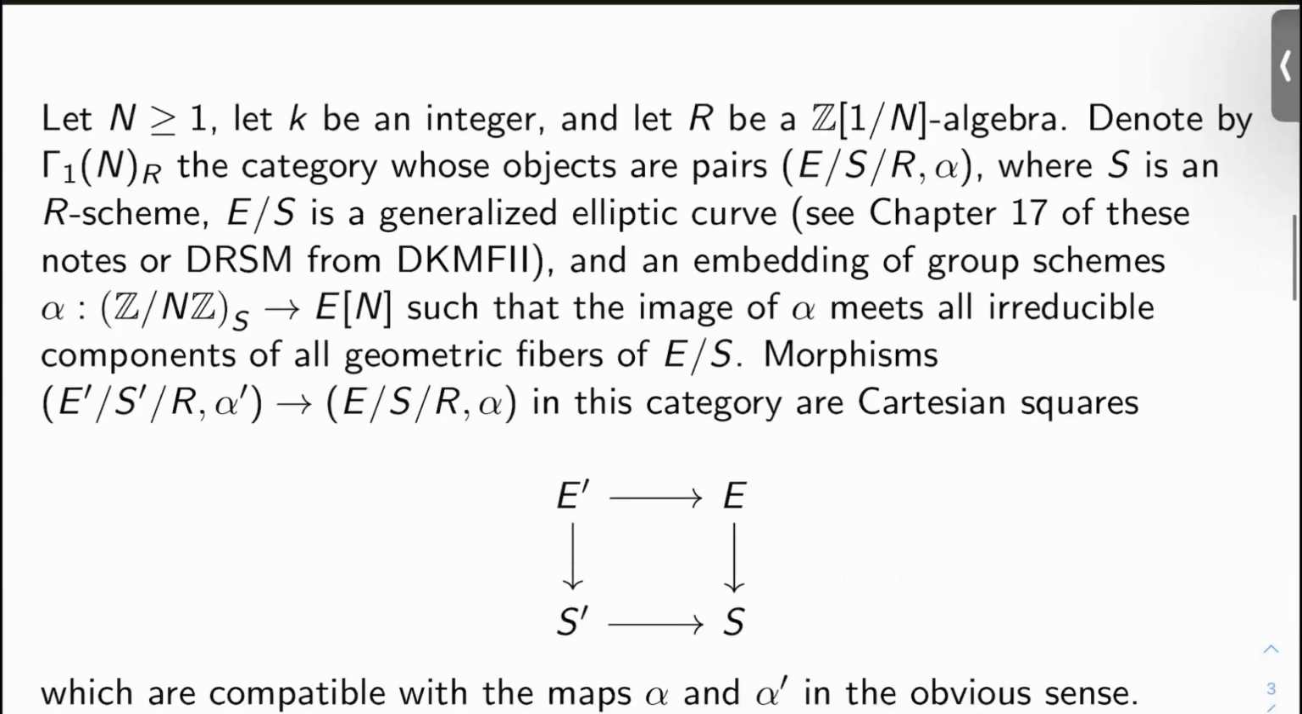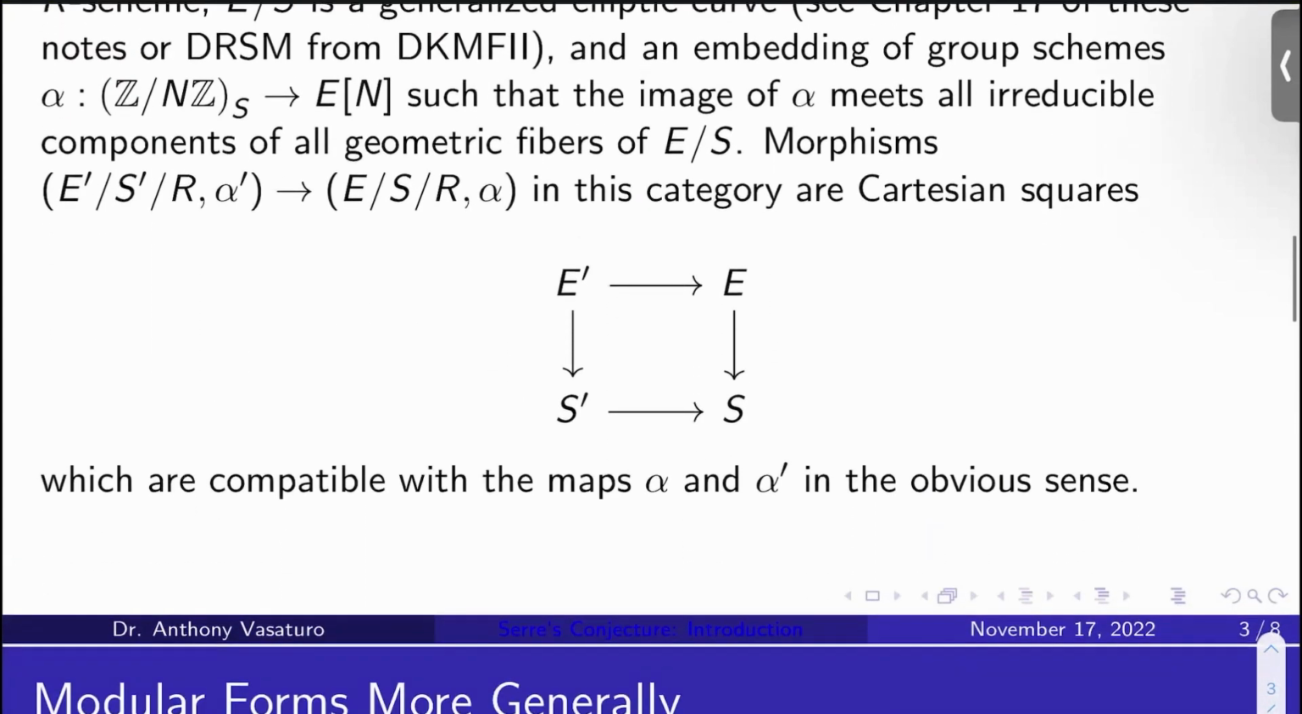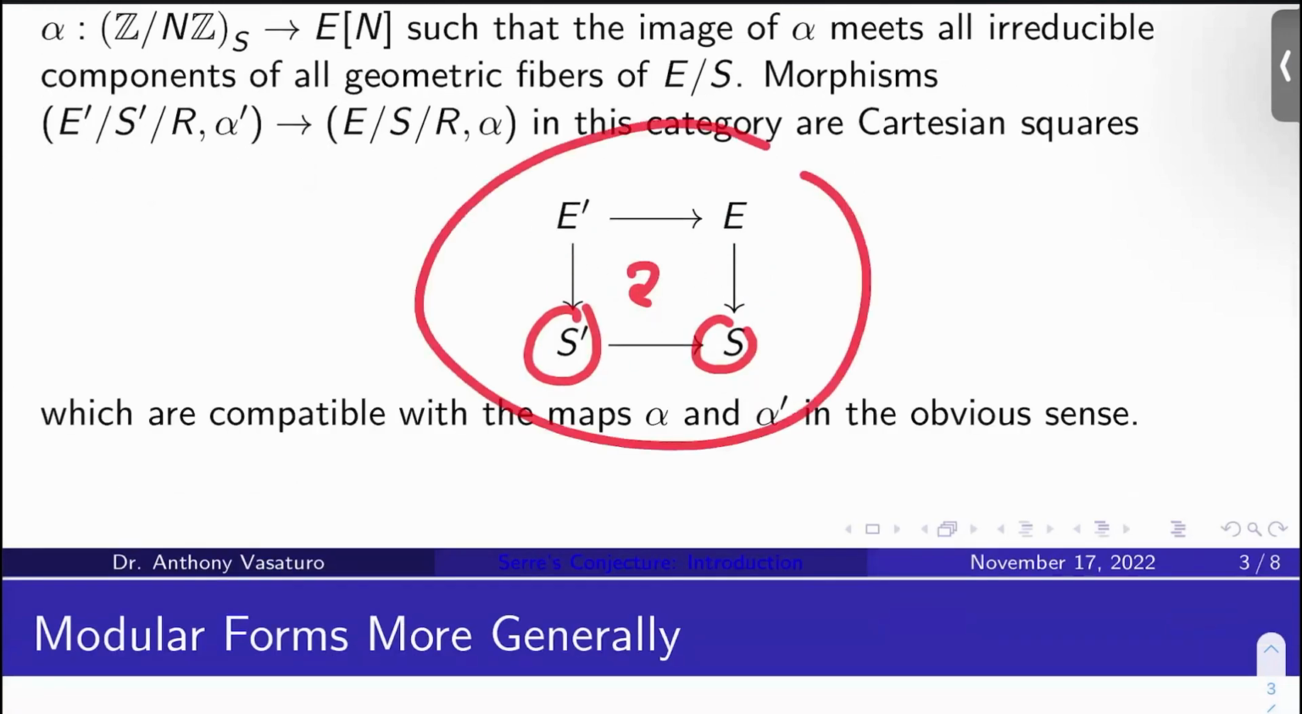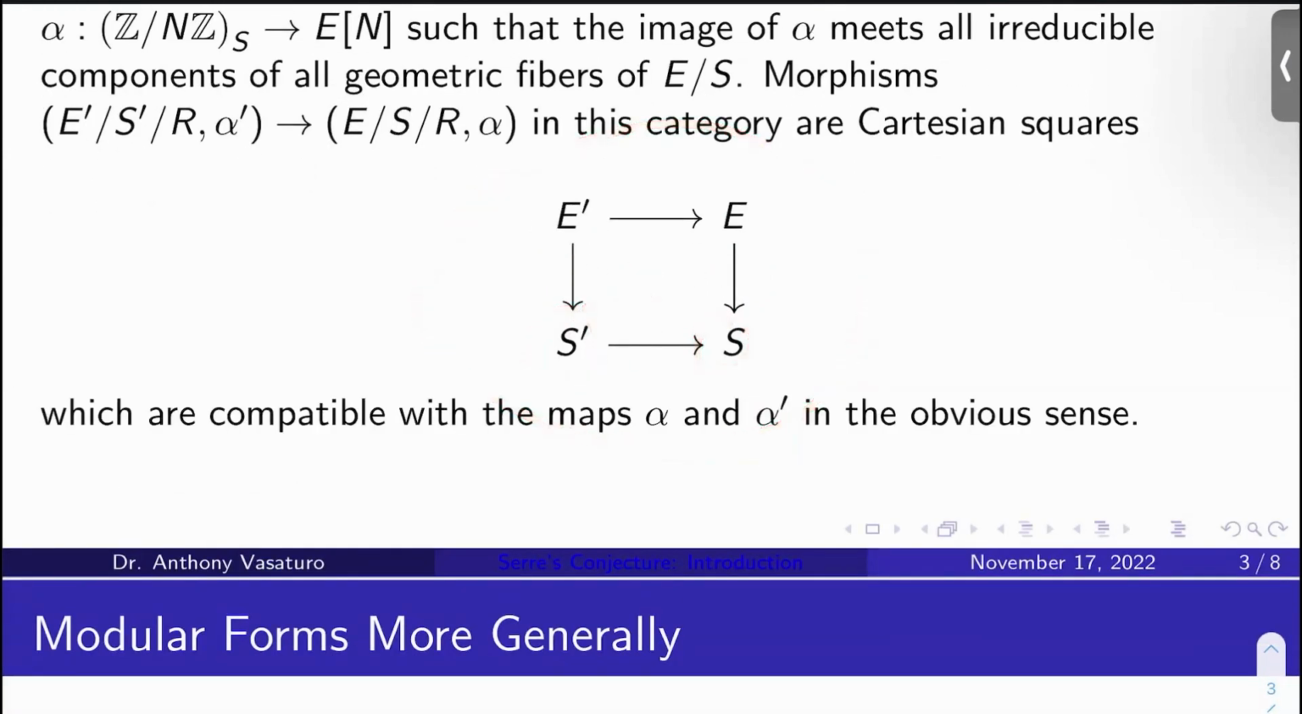This is a category, though, so I need to tell you what the morphisms are. I told you what the objects are. What are the morphisms? A morphism from (E'/S'/R, alpha') to (E/S/R, alpha) in this category is a Cartesian square. So it's basically a Cartesian square respecting structure maps. So we want E to E' to S to be the same as E to S' to S. But we also want to make sure that these diagrams are compatible with alpha and alpha' in the obvious sense, which I'll let you think about.